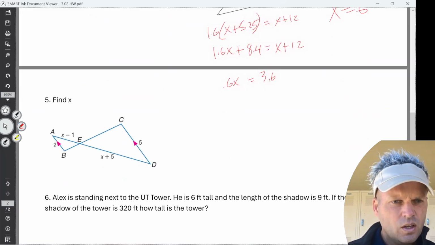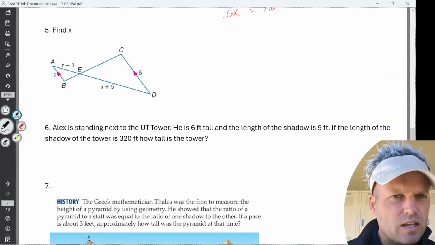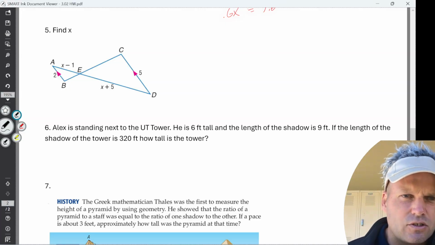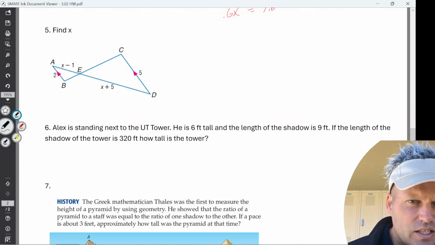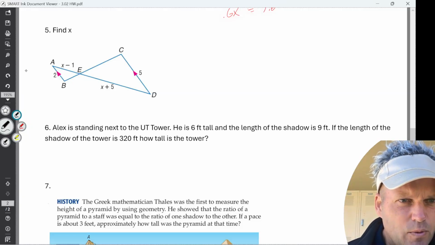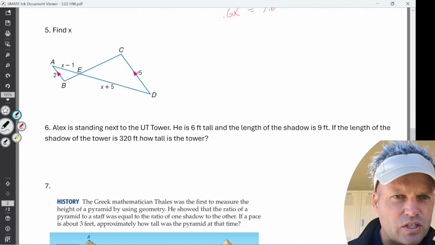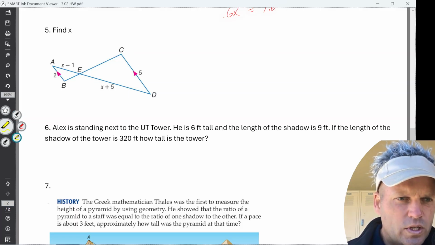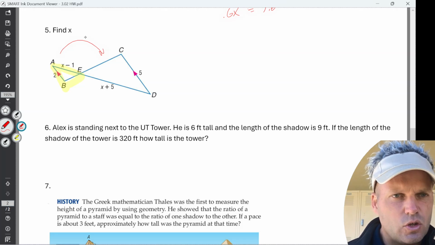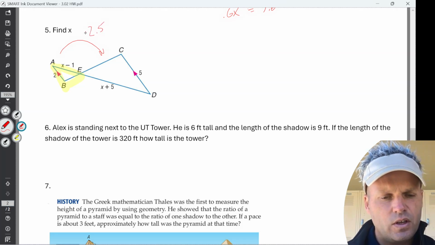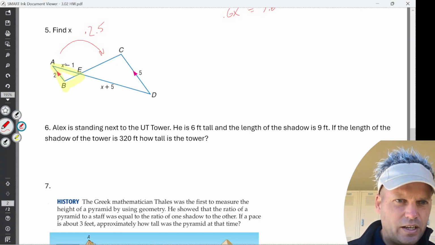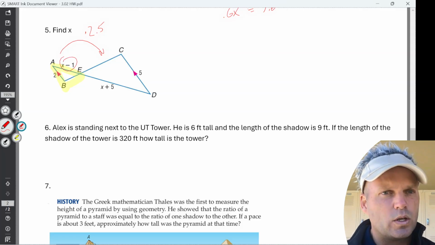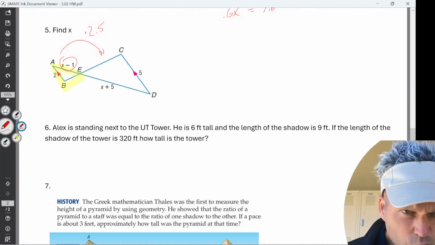Cool. Question number 5, kind of the same thing. We have triangles ABE and CDE. They're going to be similar to each other. We can see they're the same shape, different sizes. We have this length of AB, which is 2, and this length of CD, which is 5, which shows me that this smaller triangle times 2.5 gives the big triangle. How did I get 2.5? I did 5 divided by 2 to find the scale factor. So that means this x minus 1 times 2.5 will give me x plus 5.